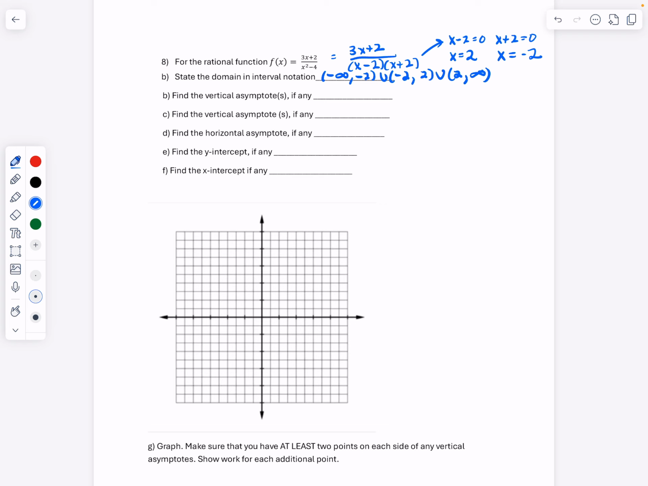Okay, vertical asymptotes. Well, I just factored out the denominator. The numerator is 3x plus 2, which I can't cross out anything. So I know for a fact that my vertical asymptotes are going to be x equals 2 and x equals negative 2. Now, horizontal asymptote. So n is the power of the numerator, which is 1, and the power of the denominator is 2. So since n is smaller than m, my horizontal asymptote is y equals 0.